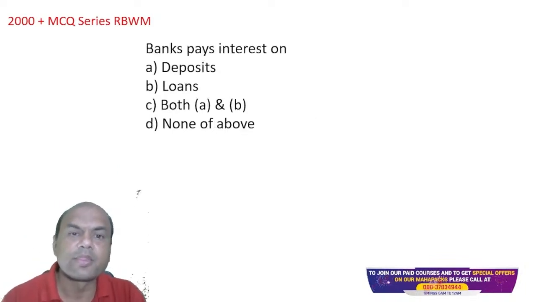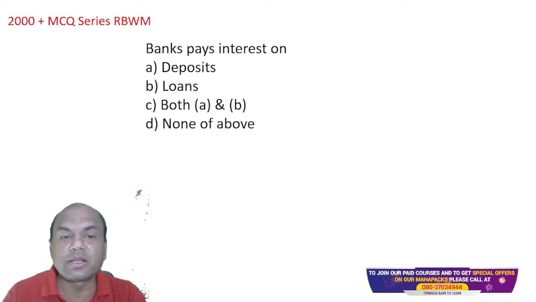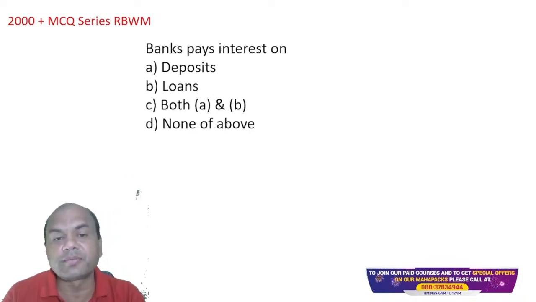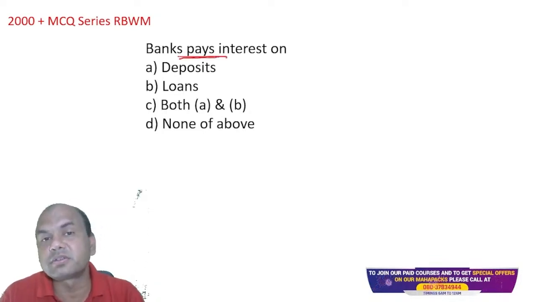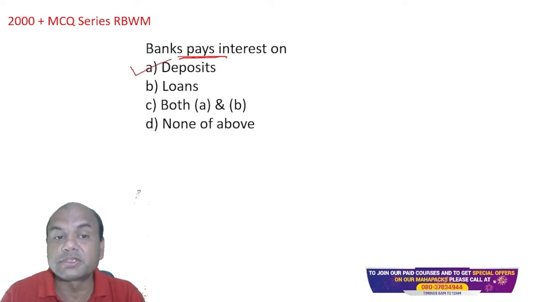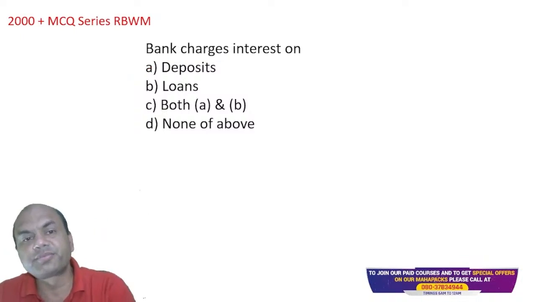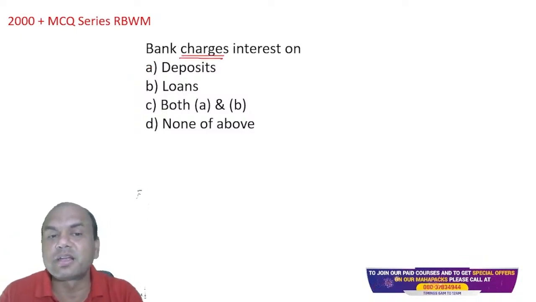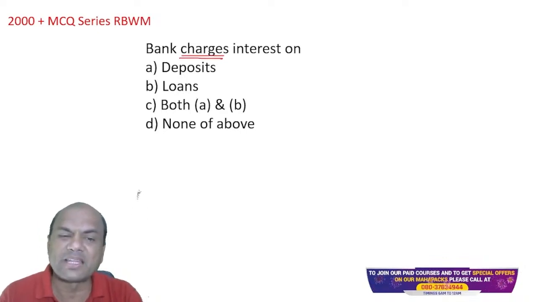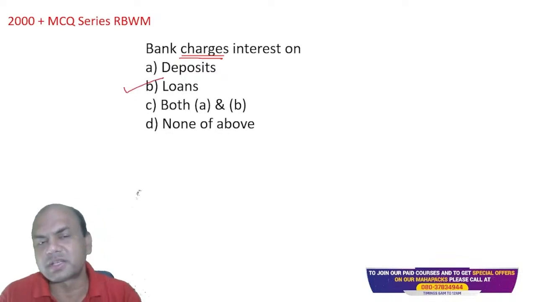Bank pays interest on deposits, loans, both A and B. So bank pays interest. Remember, pays interest on what? Pays interest on deposits. Remember, deposits. Simple, isn't it? Next one. Bank charges interest on deposits, loans, both A and B, none of the above. None of the above is out. So loans, right? Just now I told you.